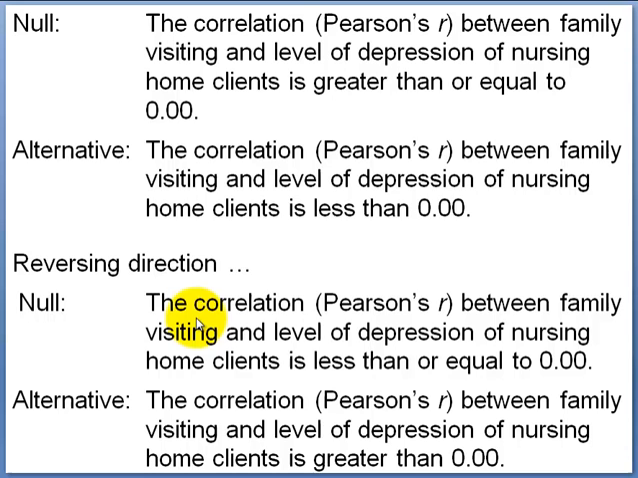And then therefore the alternative has also got to shift its direction. So we're going to shift from less than to greater than. So the correlation between visiting and depression is greater than 0. So this hypothesis pair reversed the direction of the earlier one. Both of these are examples of a directional pair.